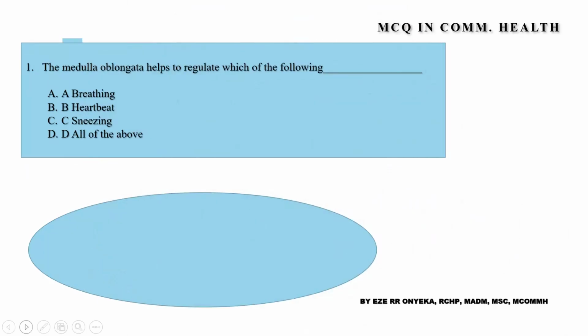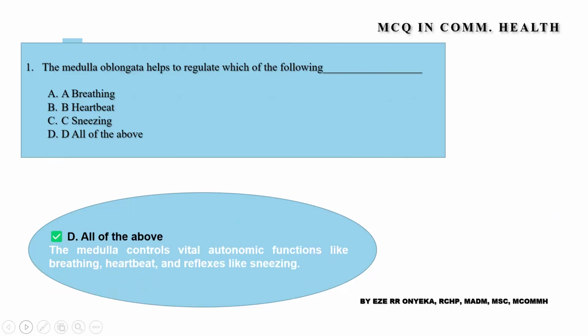The medulla oblongata helps to regulate which of the following? A, breathing. B, heartbeat. C, sneezing. D, all of the above. The correct answer is all of the above. The medulla oblongata controls vital autonomic functions such as breathing, heartbeats, and reflexes such as sneezing.